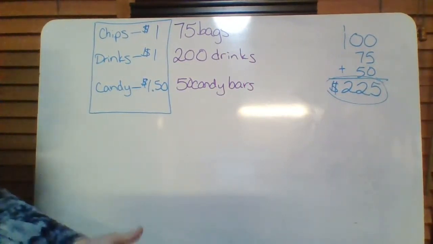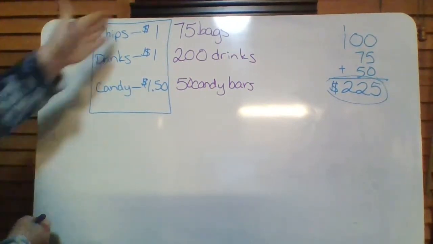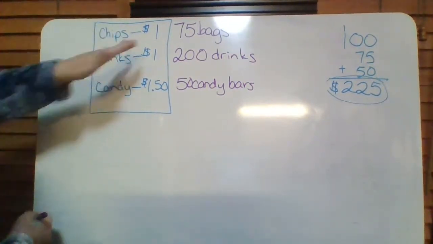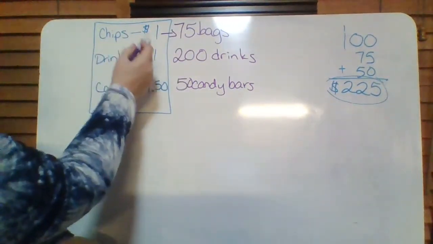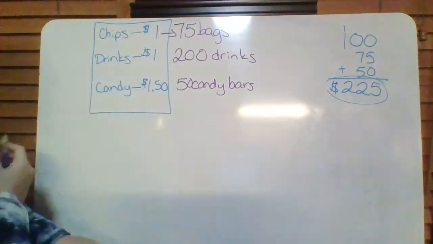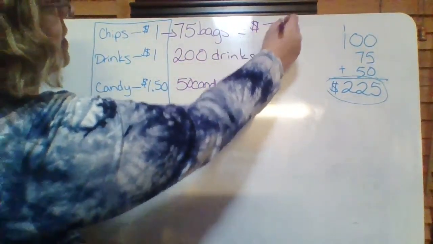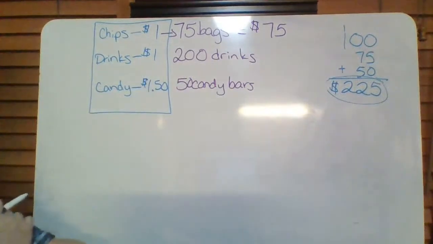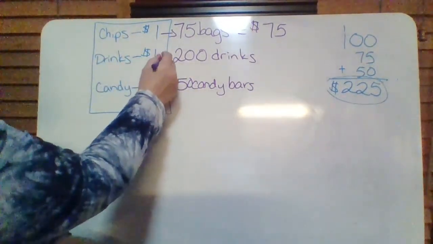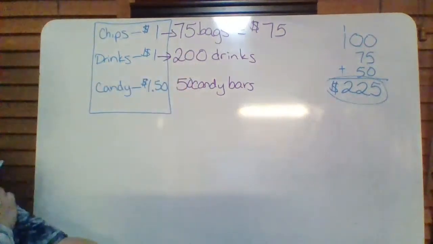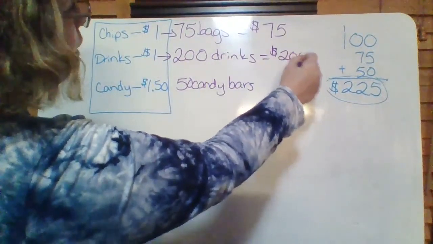Well, just like earlier when we had to multiply by how much everything cost us, we're going to do the same thing here. We're going to multiply by how much everybody paid. So everybody paid $1 for a bag of chips. We sold 75 bags. So that means that for chips, we made $75. Everybody paid $1 for drinks. We sold 200 drinks. That means we made $200 on drinks.